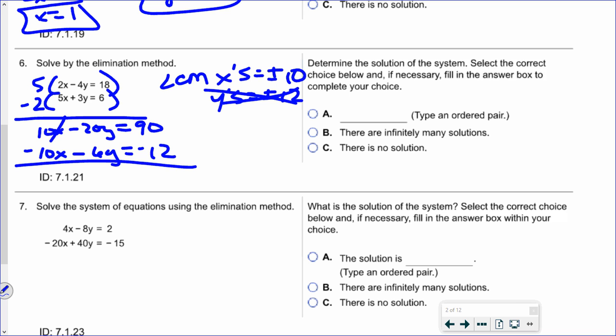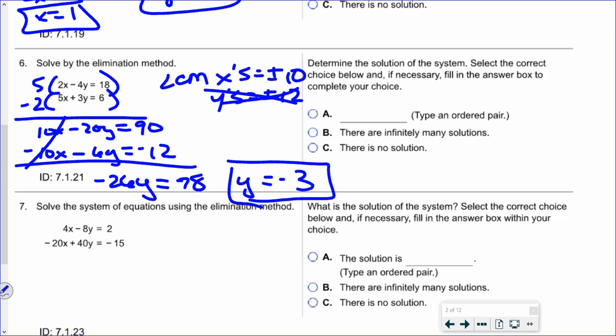Add straight down, those go away, and you have -26y is equal to, and this is going to give me 78. So y is going to be equal to -3? Yes. So now that you found y, how do you find x? Plug it into one of the original problems to find that. Do we all understand that? Okay, I'm not going to waste my time on that.